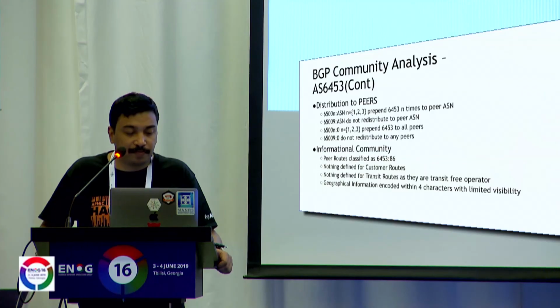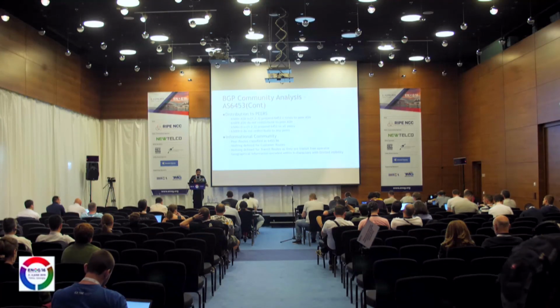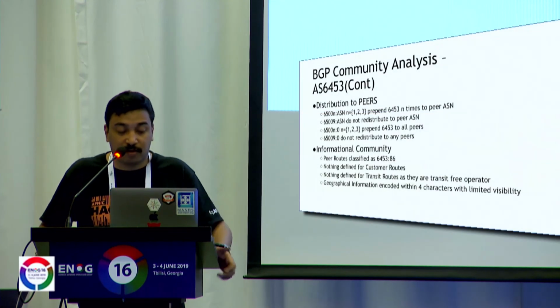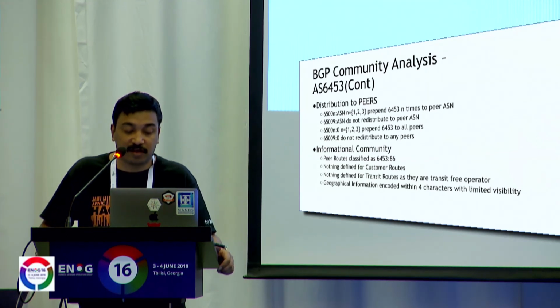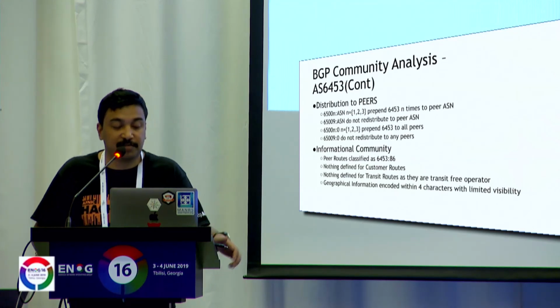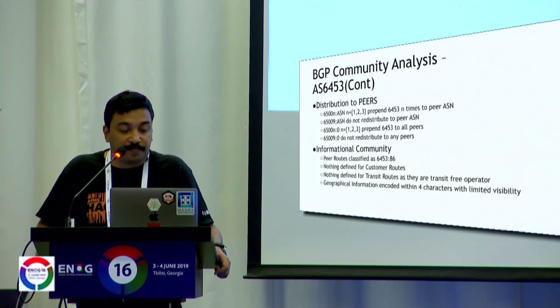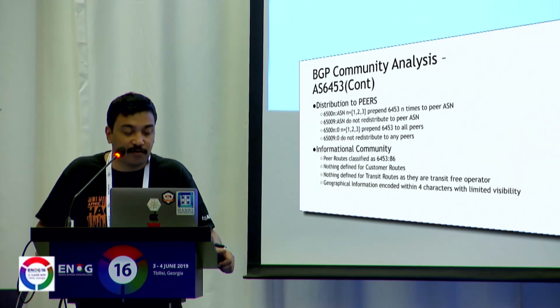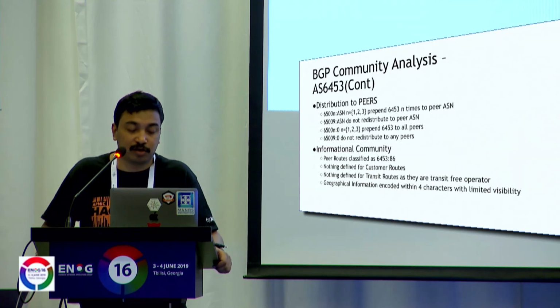Then they have some more communities which are used for distribution to their peers. So if you use 6500N, where N stands for 1, 2, 3, colon the AS number, that is their peering partner's AS number, AS6453 will be prepended N times to that peer AS number. If you are using 6500:9 with the AS number, then prefixes with this community tag will not be redistributed to that peering ASN. And if you use colon zero rather than specific AS numbers, that triggers prepending of the AS number to all of its peers. And if you are using 65009 colon zero, that means it does not redistribute to any of the peers, so it stays within Tata Communications only.